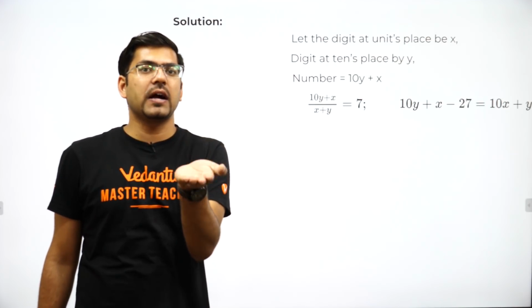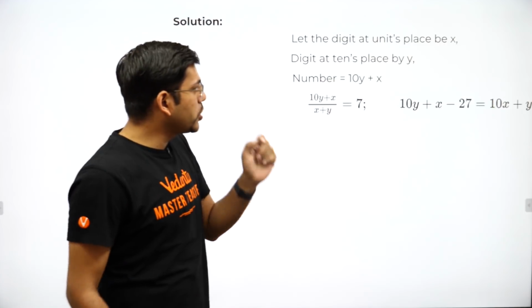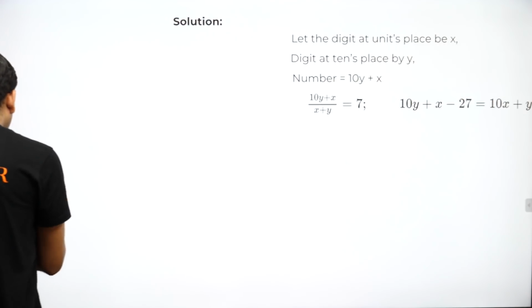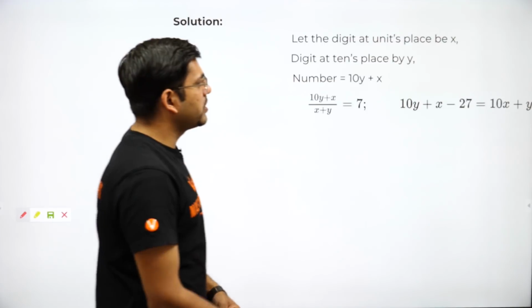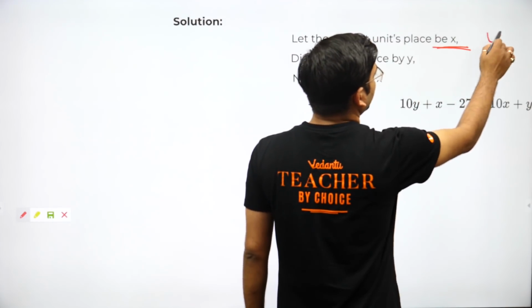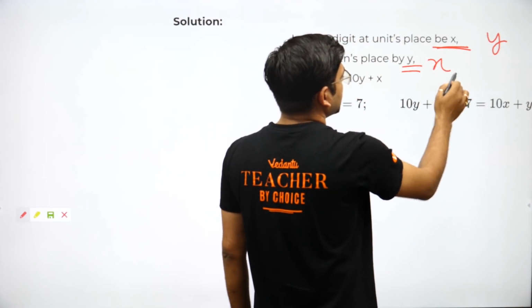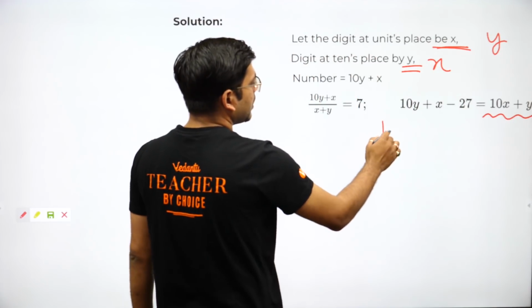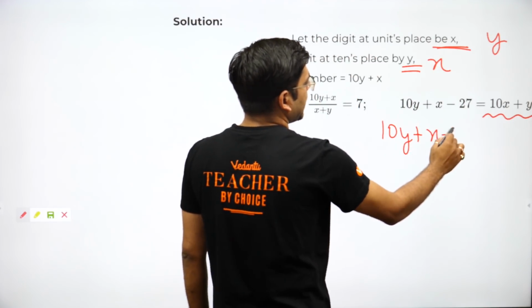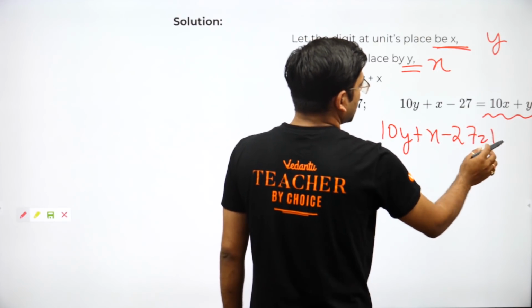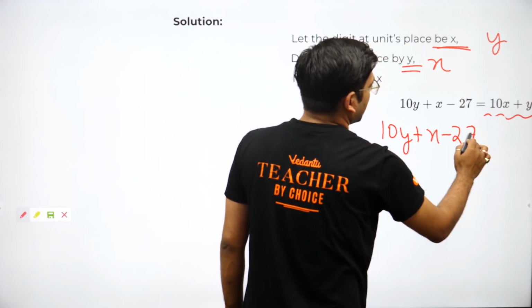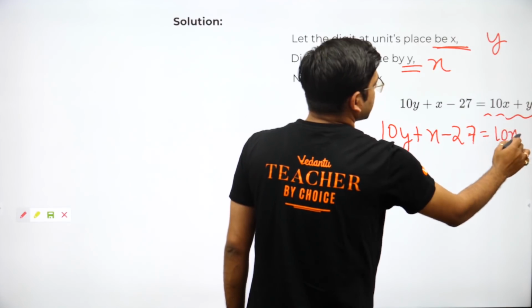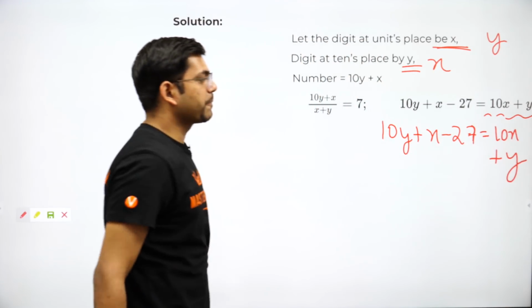So yx becomes xy. I am very sure you must be understanding that if the digits interchange, this x will become y and this y will become x. So the number would be now 10x plus y. So I am writing here 10y plus x minus 27 is equal to 10x plus y. Okay, isn't it?